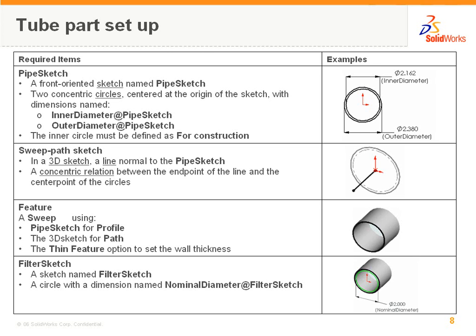The other difference here is that the feature to generate this component must be a sweep, and the sweep path must be a 3D sketch, normal to the original pipe sketch. And when you do this sweep feature, we want to use the thin feature to set the wall thickness. And finally, the filter sketch requirements are identical as well. And with that, we'll go into SOLIDWORKS and take a look at one of these tubes.